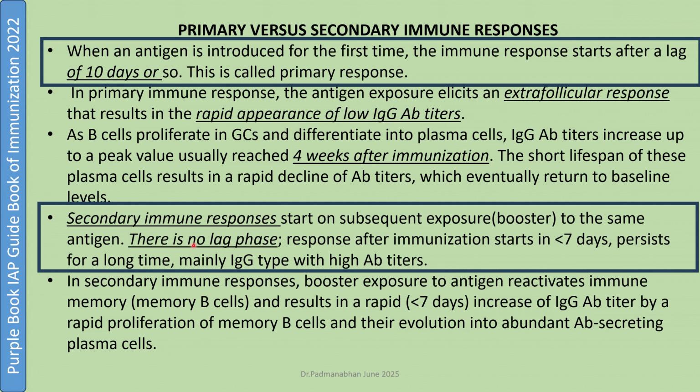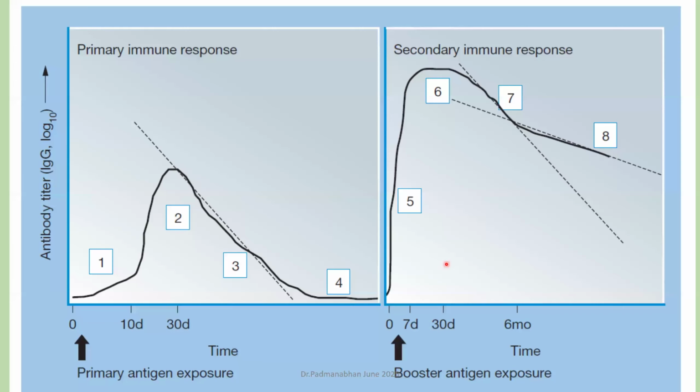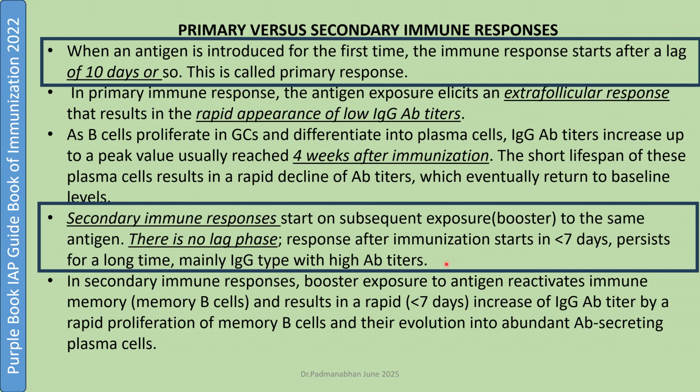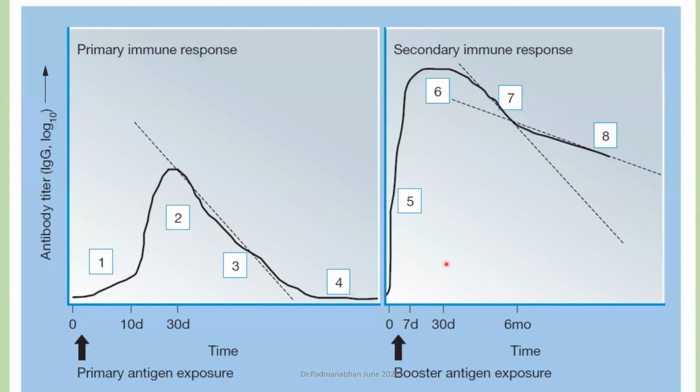Has the slide changed for you? Yes, sir. Okay. Now, secondary immune response. Read it. Secondary immune responses start on subsequent exposure to the same antigen, but there is no lag phase. Response after immunization starts in less than 7 days, persists for a long time, mainly IgG type with high antibody titers. That's what this diagram shows.